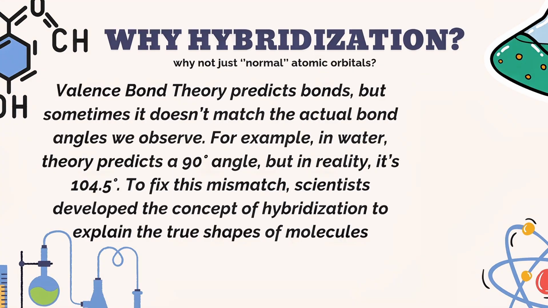Valence bond theory predicts bonds, but sometimes it doesn't match the actual bond angles we observe. For example, in water, theory predicts a 90-degree angle, but in reality, it's 104.5 degrees. To fix this mismatch, scientists developed the concept of hybridization to explain the true shapes of molecules.